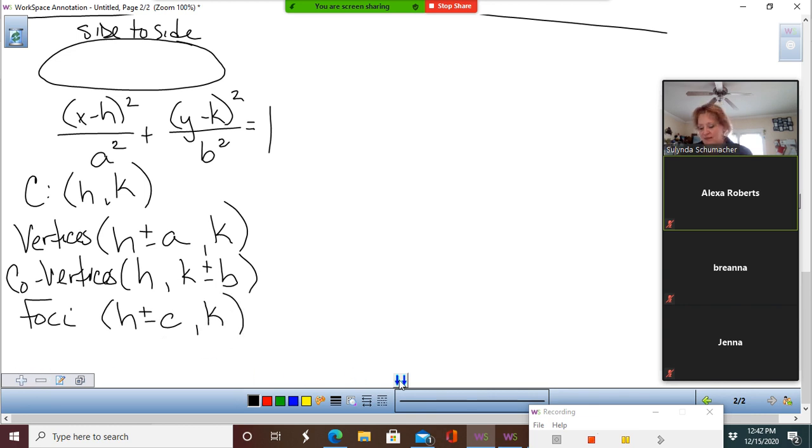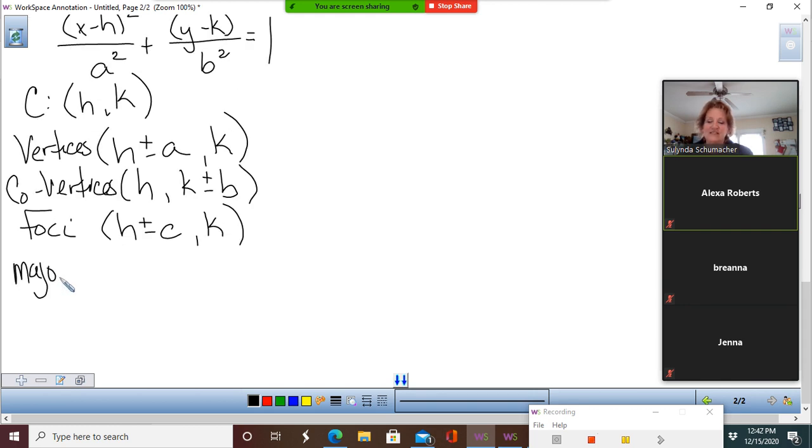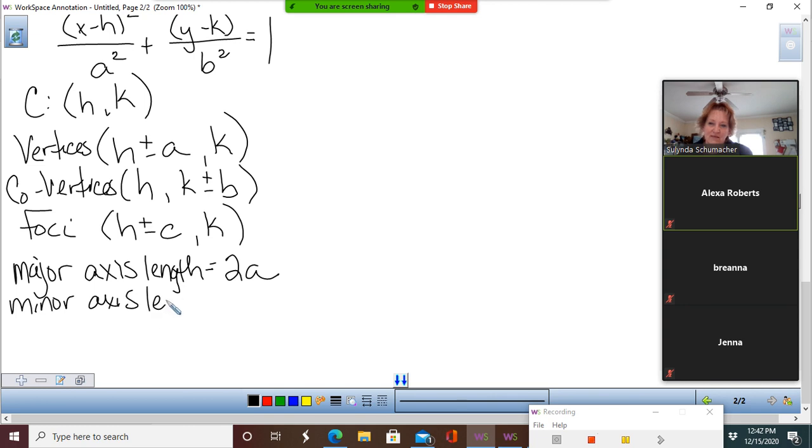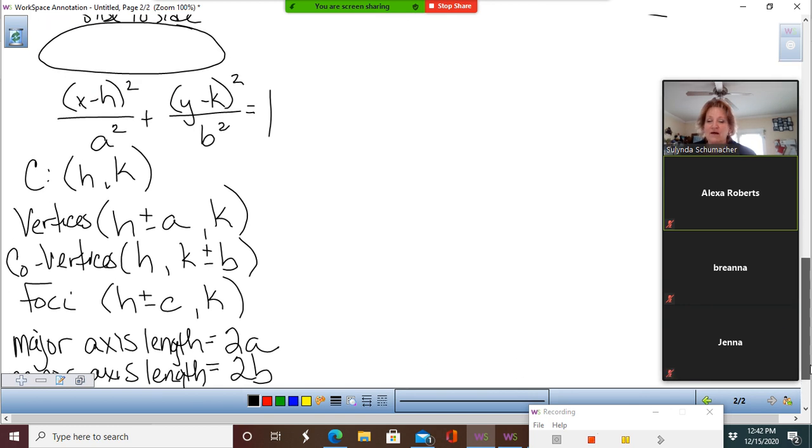And then I am going to add 2 more things today. Your major axis length is equal to 2a, and your minor axis length is equal to 2b. All right? So, that is our ellipse, if our ellipse is stretched side to side.